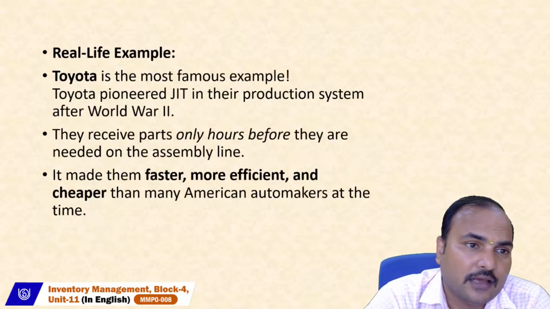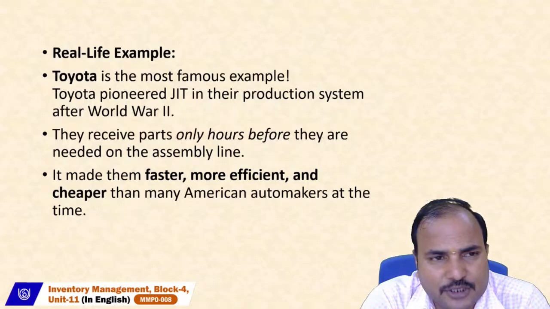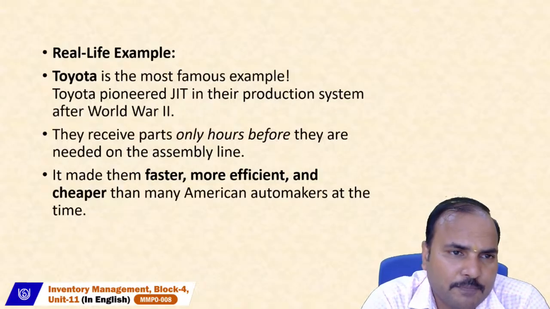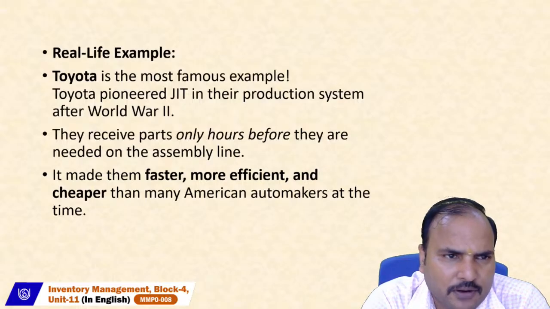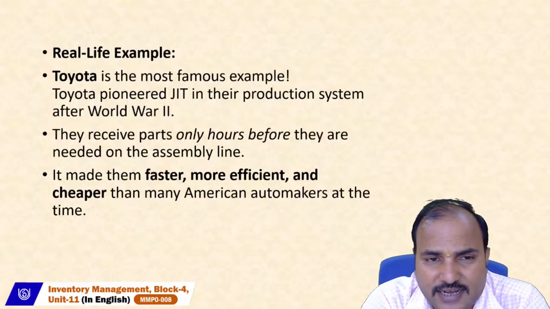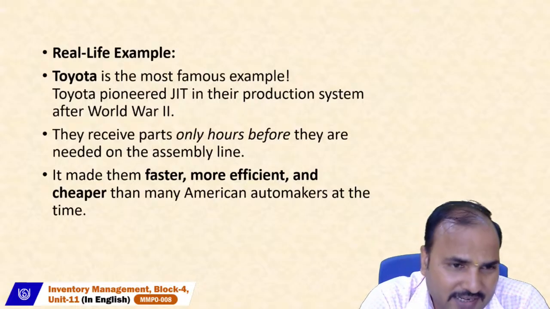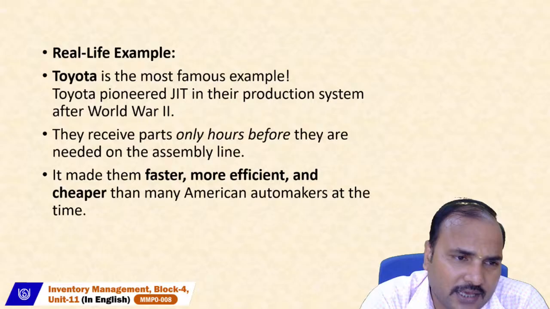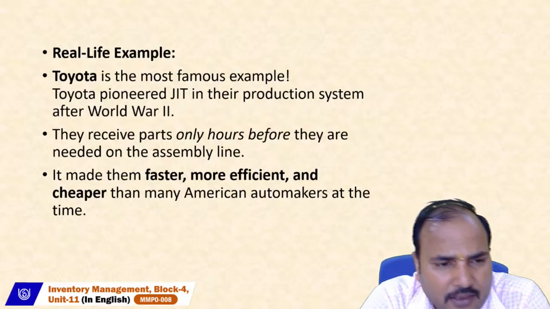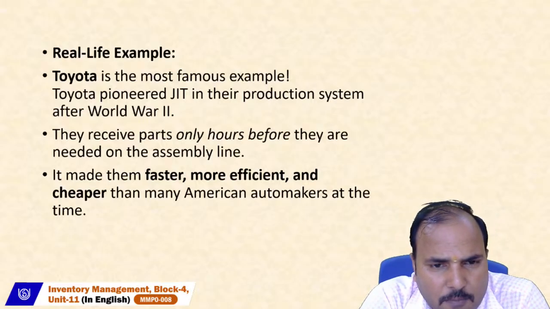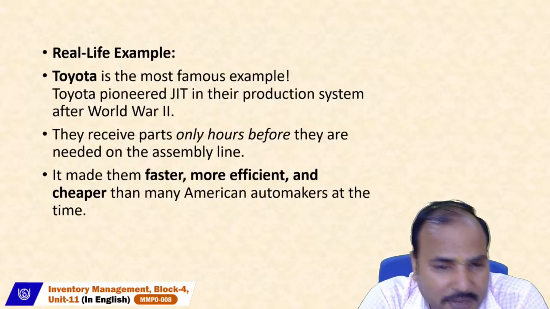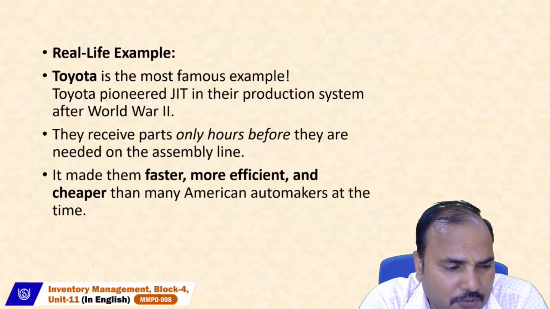One real life example I am explaining is Toyota. It is the most famous example, and it pioneered just in time in its production system after World War II. They receive the parts only hours before they are needed on the assembly line. It became faster, more efficient, and cheaper than many American automakers at that particular time.